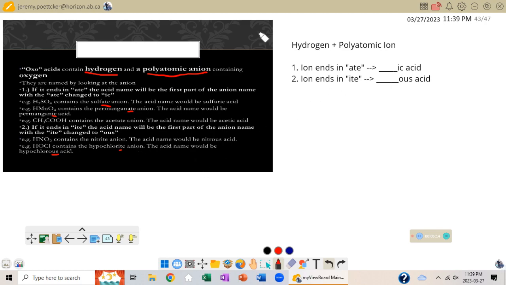So summarizing everything here, I can summarize it very quickly. If we have a hydrogen or hydrogens plus a polyatomic ion, anion ends in ate, we have an ic acid. Anion ends in ite, we have an ous acid. So just to try one more, or two more actually, one of each. What if I have H2SiO3?